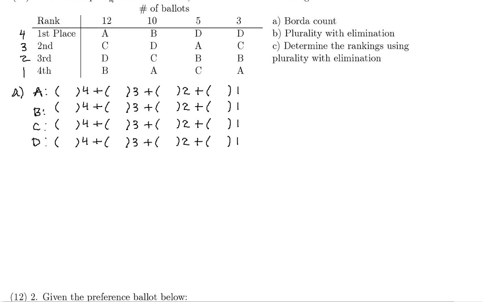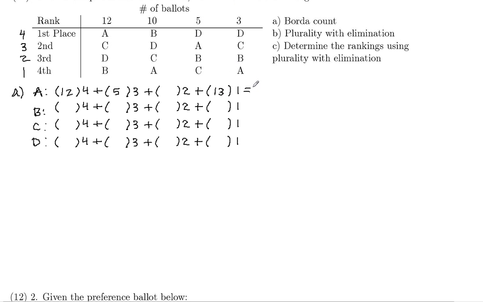Okay, so let's look at A first. For the number of first place votes, we're just looking at the first place row. A was voted first on 12 ballots, so 12 goes in here. Second place votes, A's in the second row on 5 ballots, so 5 second place votes. Third place votes, no A's in the third place row. Fourth place votes, 10 ballots voted A fourth, and then 3 ballots here voted A fourth. So 10 plus 3, 13.